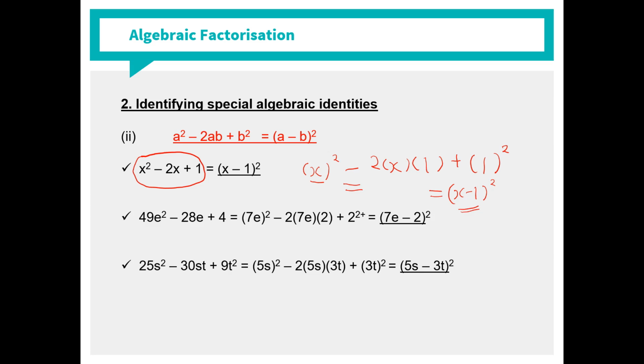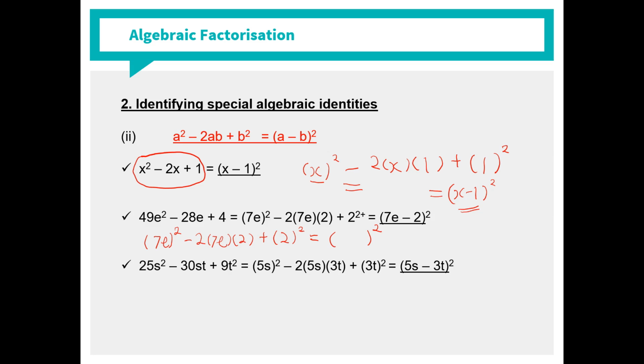Okay, so as per the previous example, I'll put something squared minus 2 times something, and this will give me something squared. So let's identify what is the first square. 49e squared is actually 7e whole thing squared. Since I put 7e here, let's put 7e here. And 4 is actually 2 squared, so I put 2 squared.